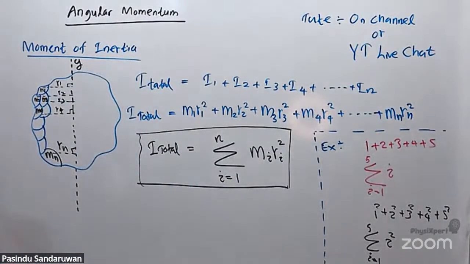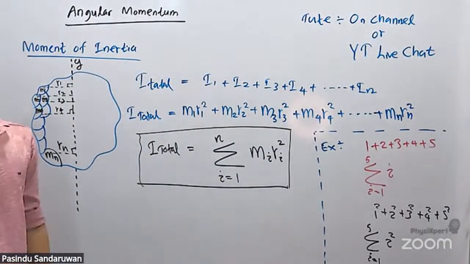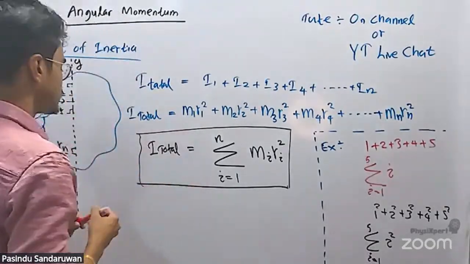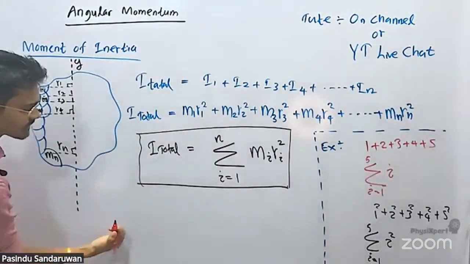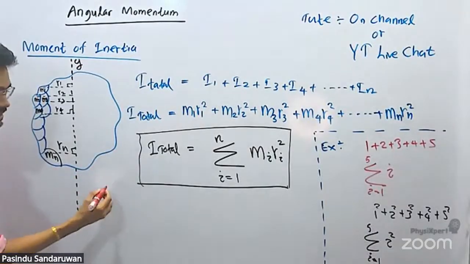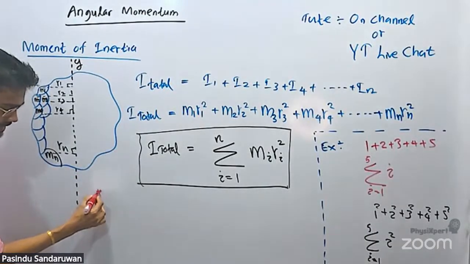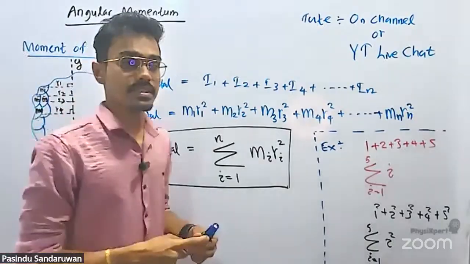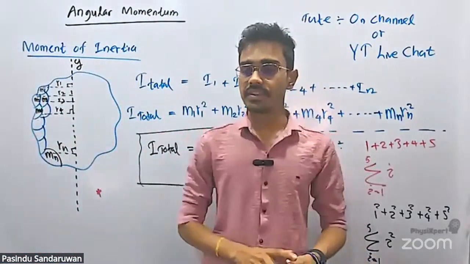Finished? Okay, write down below in red. This is the definition of moment of inertia, so write this definition in red.